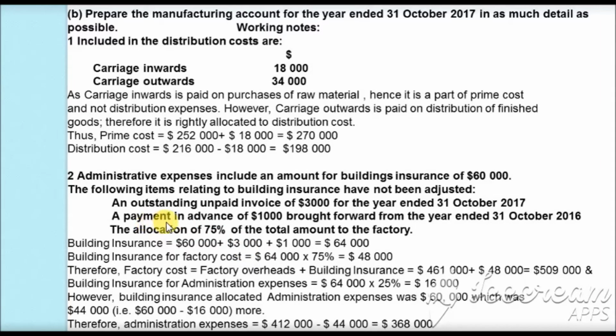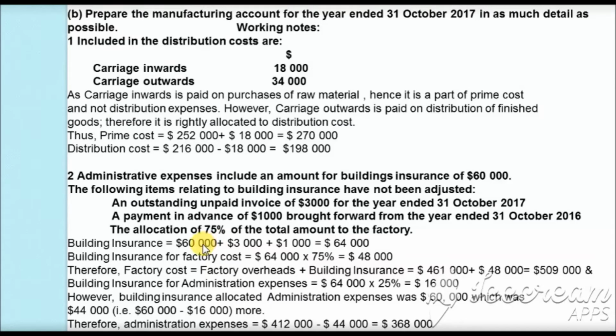Then a payment in advance of $1,000 brought forward from the year ended 31st October 2016. That is, this is a prepaid expense which was paid in the year ended 31st October 2016 for the period of the year ended 31st October 2017, and for this period we are going to make the accounts, hence we are going to add this back as an expense for building insurance.